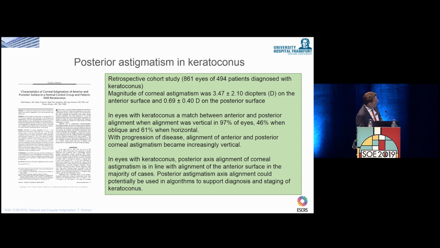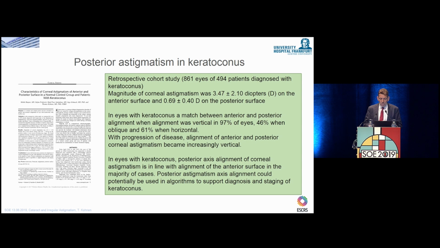It was a retrospective cohort study of keratoconus eyes. And we looked at the magnitude of astigmatism and found at the anterior part 3.47 with a huge standard deviation, of course, with keratoconus. And the posterior surface was 0.69, which was much higher than we found in our patients with regular astigmatism. In eyes with keratoconus, there was a match between the anterior and the posterior alignment when the alignment was vertical in 97% of eyes, 46 when oblique, and 61 when horizontal.